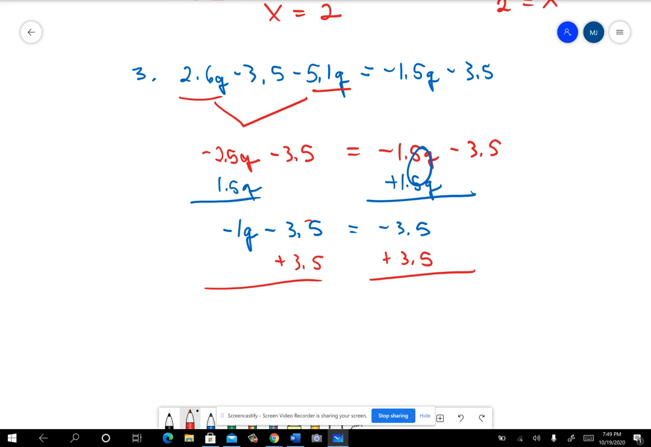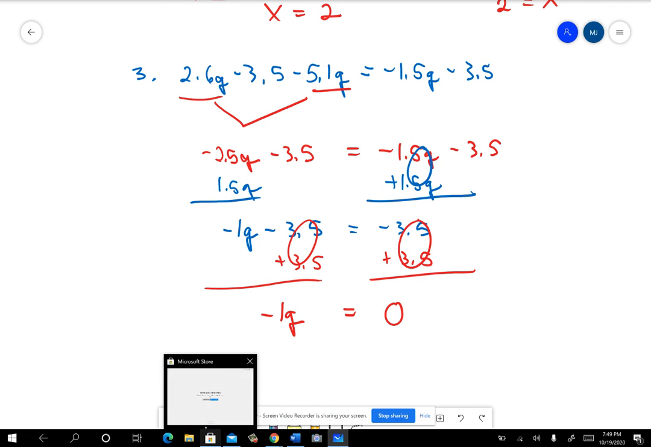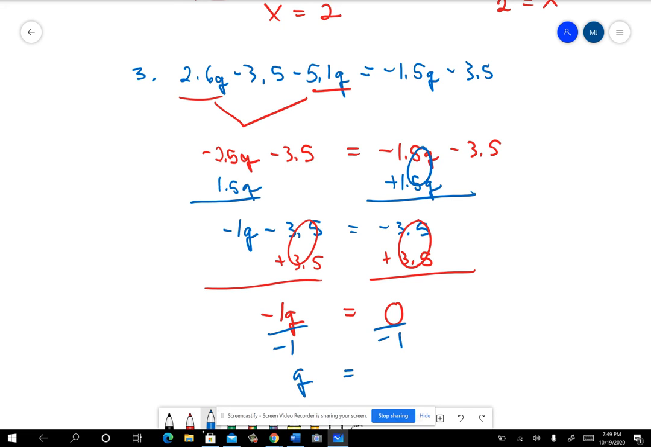Okay. Now I'm going to add 3.5 to both sides. And something weird happens. I get a negative 1 Q on the left, and on the right, I get 0. Okay, 0 is a number just like any other number, so don't think that means that you did something wrong. That can happen. It just doesn't happen very often. And it doesn't mean that it's undefined. See, I can divide by that negative 1 to get rid of it, and I'll have Q equals 0.